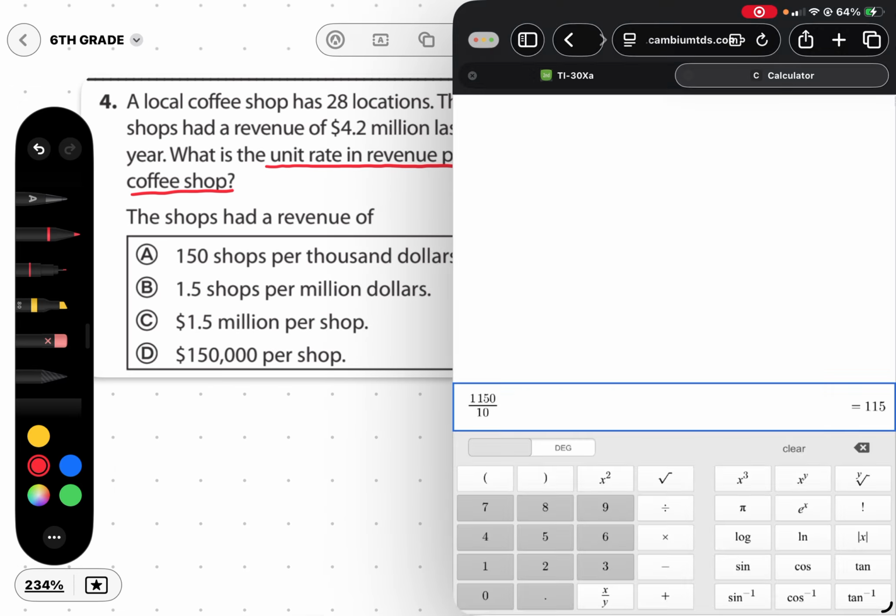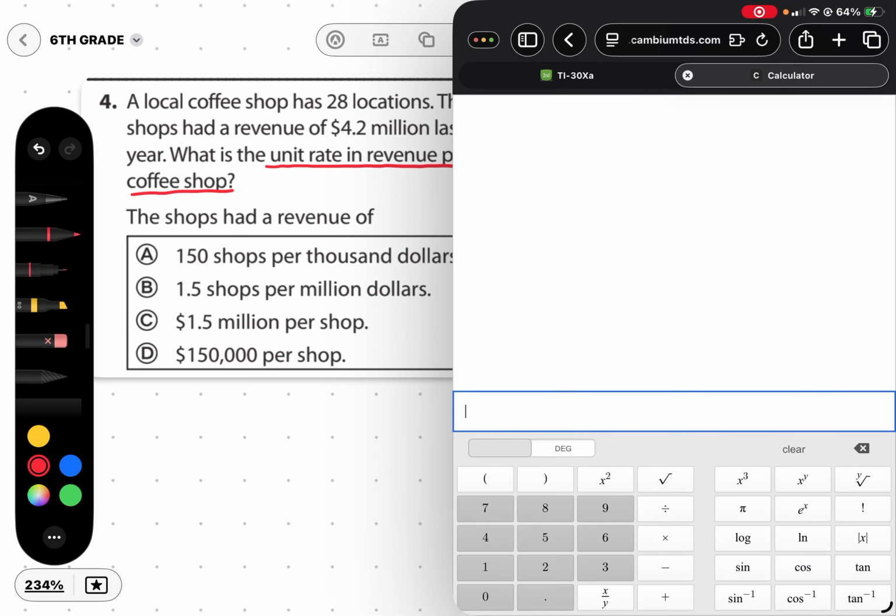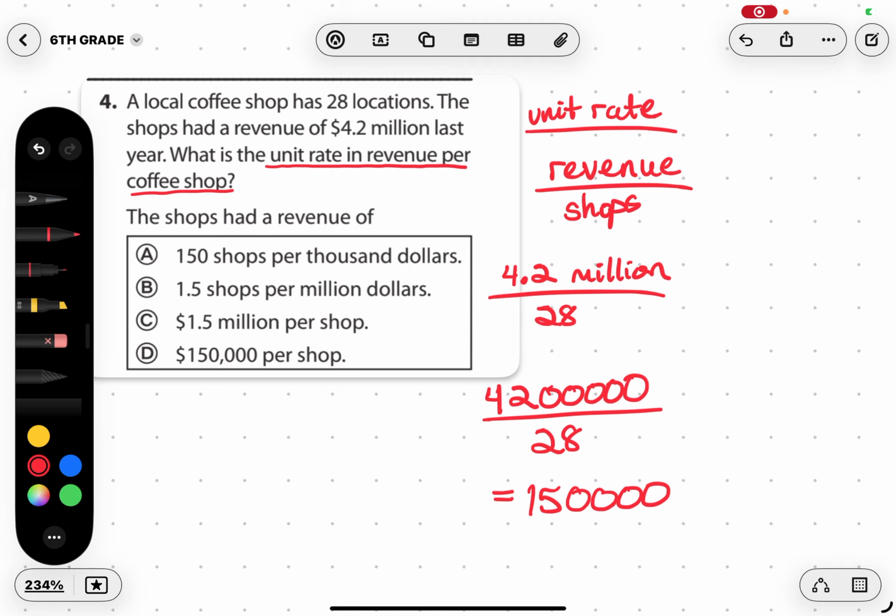Now if we use the online calculator, because I did say I would show both. Once again, let me clear my screen. 4.2 times 1 million. 1 million has 6 zeros, so there's that answer. And then you would clear that and type that in, because on this calculator you have to type stuff back in. There we go, and then we would divide that by 28. And we get the same answer, 150,000. And it's going to be 150,000 over 1.